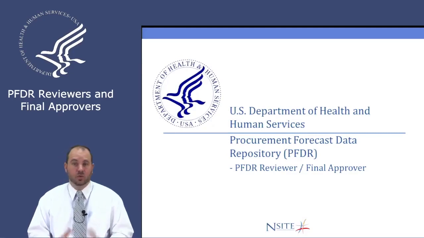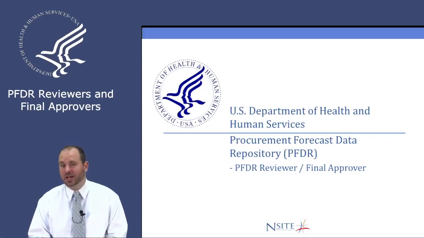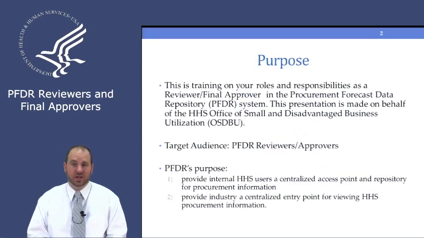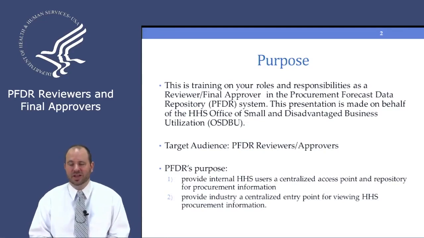And so what we're going to do today is we're going to go through some PowerPoint slides to kind of discuss the ins and outs of the system and what you'll be doing, and then we'll actually look at how to log into the system and what it looks like on the website. So again, this is training on your roles and responsibilities for being a reviewer, final approver for the PFDR. And the PFDR's purpose, again, is to provide internal HHS users a centralized access point and repository for procurement info, as well as provide industry a centralized entry point for viewing HHS procurement information.